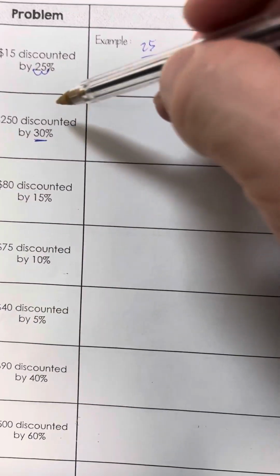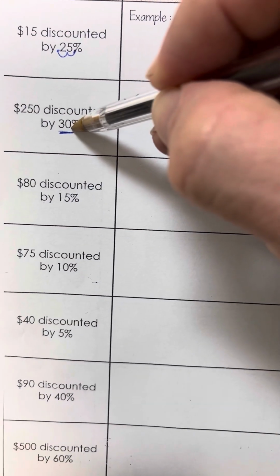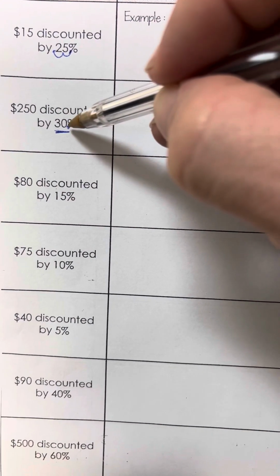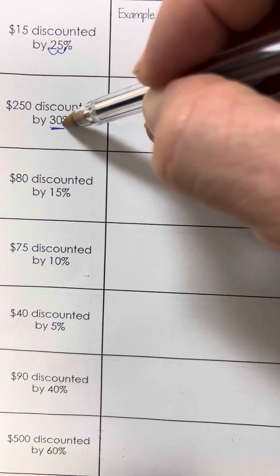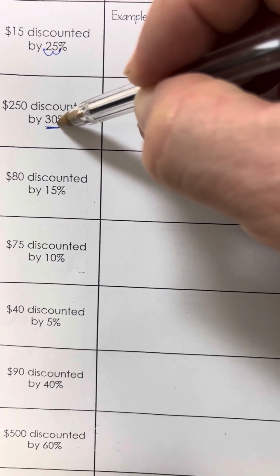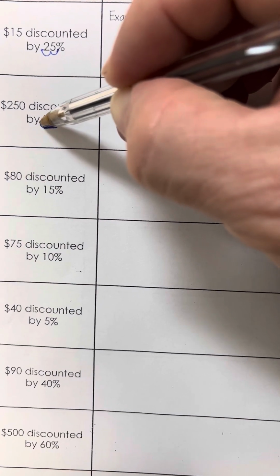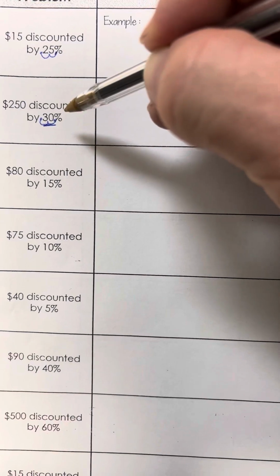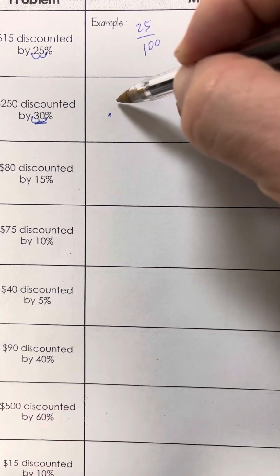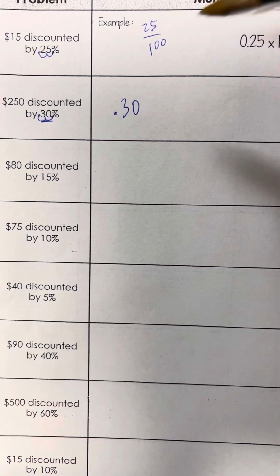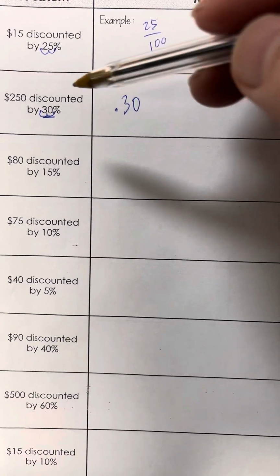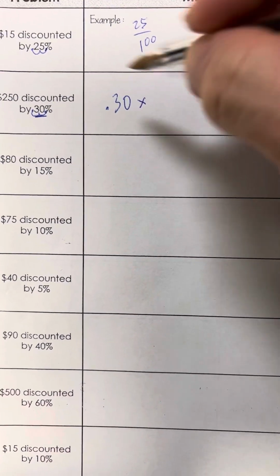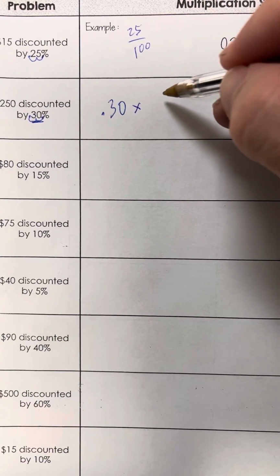30%, well, where's our decimal point? Our decimal point is right there. Okay, we're going to always move our decimal point 2 places to the left to make our percentage into a decimal. So 1, 2. Okay, now once we change it to a decimal, we get rid of our percentage sign. So now it's going to be 0.30. Now, after we change our percentage to a decimal, we're going to multiply by the original price times 250.